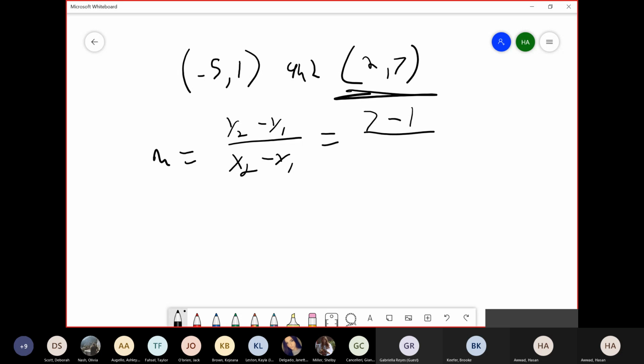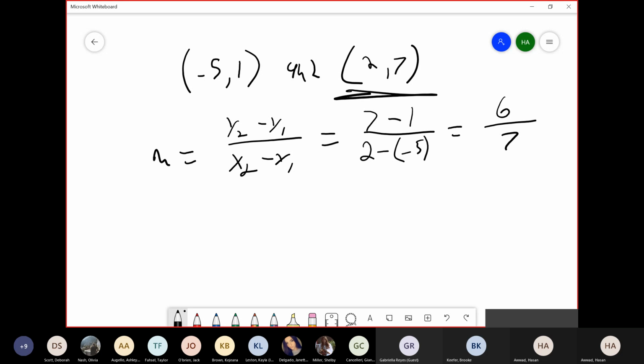And for the bottom, I'm going to have 2 minus a negative 5. So 2 minus negative 5. 7 minus 1 is 6. 2 minus a negative 5 gives me 2 plus 5, which is just 7, right? So great. Our slope is 6 over 7.